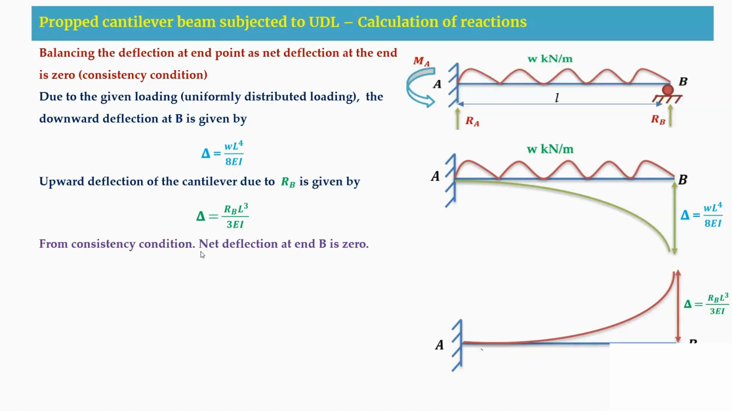So from the consistency condition, we can say that the net deflection at this point B will be equal to 0. That means upward deflection will be equal to downward deflection. Therefore, by equating these two terms, we are going to get RB equal to 3WL by 8. As we already know that RA plus RB is equal to the total load, that is W into L, from this expression if we calculate RA, you are going to get 5WL by 8. So this is how we calculate the reactions.